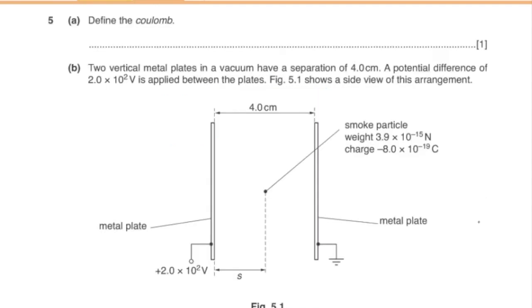Question number 5, part A, define the coulomb. They're asking you to define the unit for charge. Charge is equal to current into time, so the coulomb is going to be ampere second.